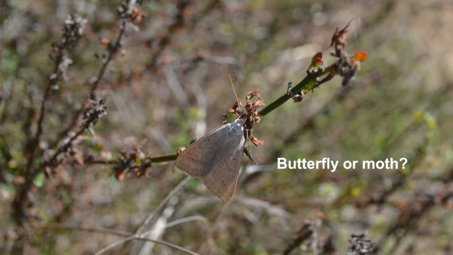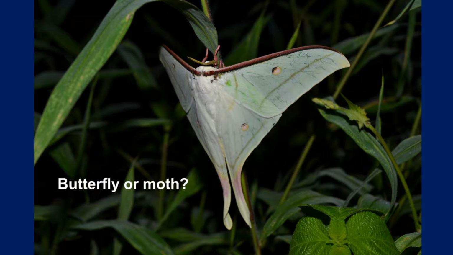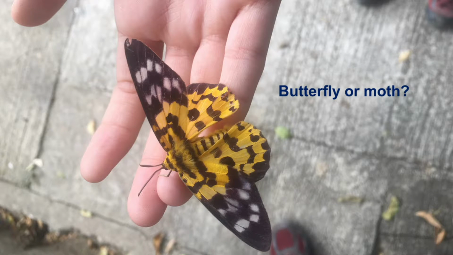There's also a misconception that moths are ugly. But this is a good example of a moth that's quite beautiful. I like moths. You should too. Is this a butterfly or a moth? This is a moth. This is a Dysphania moth, a very tricky one in Hong Kong. A lot of people think it's a butterfly just because it's colorful.